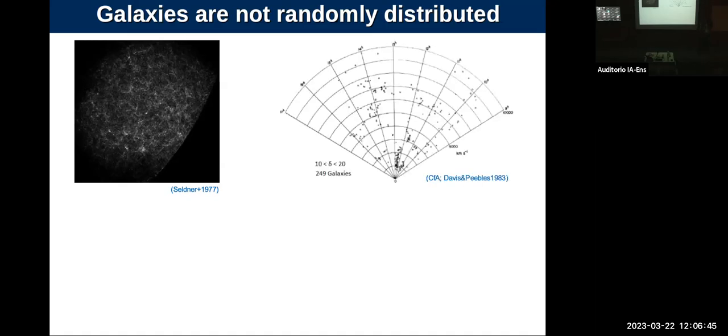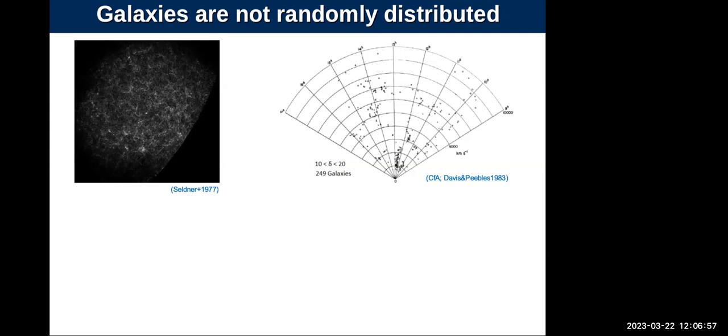This became more clear with the first redshift surveys. I'm showing you here the CfA survey, where you see how galaxies are tracing what we would call today a filament.